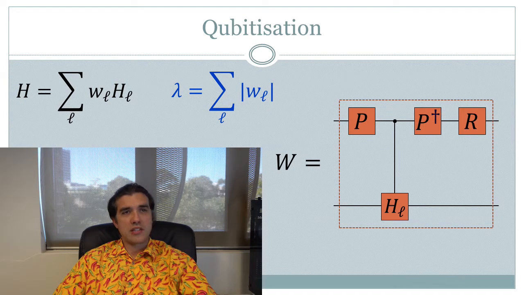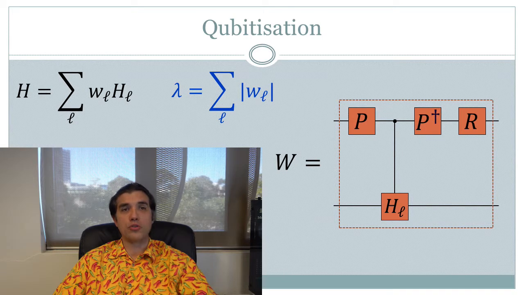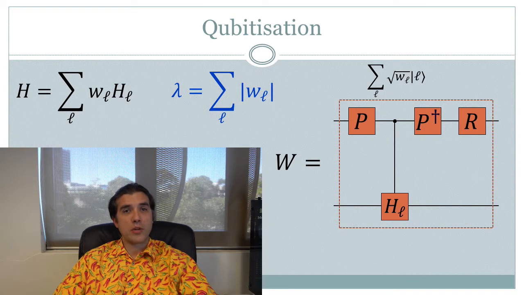We construct a step of a quantum walk by using an operation P that would prepare a superposition state with weights that are the square roots of the w_L. Then we perform each of the H_L unitaries on the target system where the top register controls L. Then we invert the preparation and perform a reflection about 0.